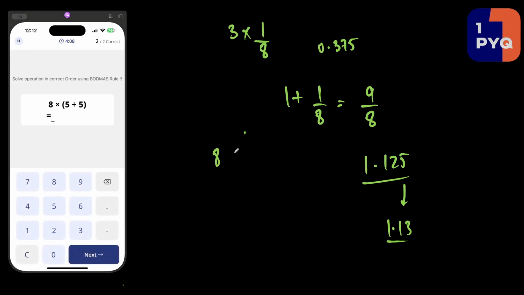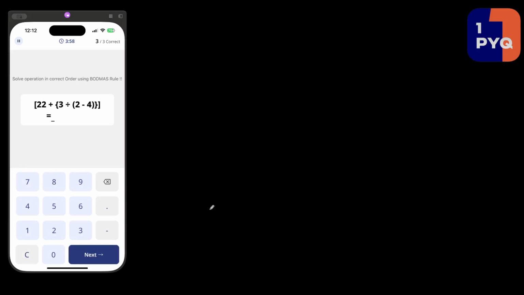Now 8 multiplied by 5 divided by 5. So 5 divided by 5 is in the parenthesis. So 5 divided by 5 is nothing but 1. So 8 into 1 is 8. Moving forward, this is a little longer question. So 2 minus 4, this is the innermost bracket. So 2 minus 4 is minus 2, and 3 divided by minus 2 is minus 3 by 2.